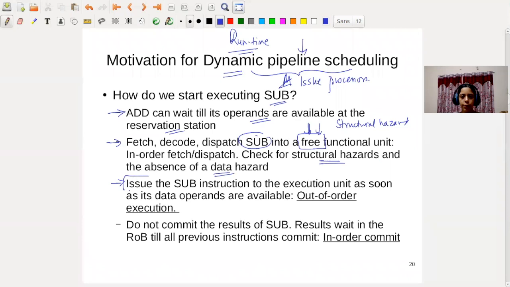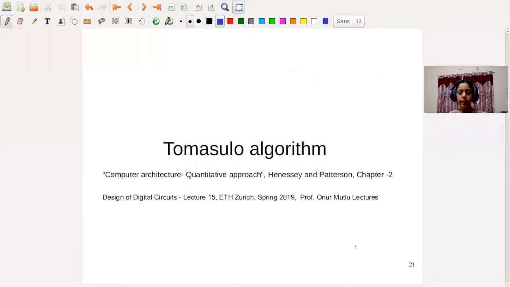So we introduced a stage called issue, wherein we issue the instruction from the RS to the EX stage. And that is because the operands are available and we execute the instructions out of order. The important point is we do not commit the results of sub to the register file. We wait until the previous one commits. So we wait until all the previous instructions in the ROB have written the results back, and that is why we call this the in order commit. So this is the summary of what we have discussed so far. In the next lecture, we're going to discuss an algorithm which is used for out of order scheduling that's called the Tomasulo algorithm.